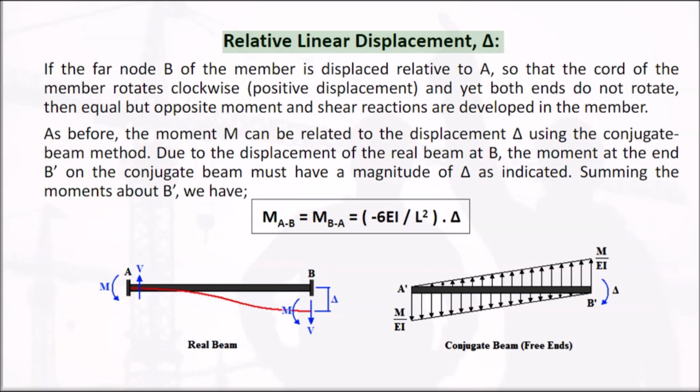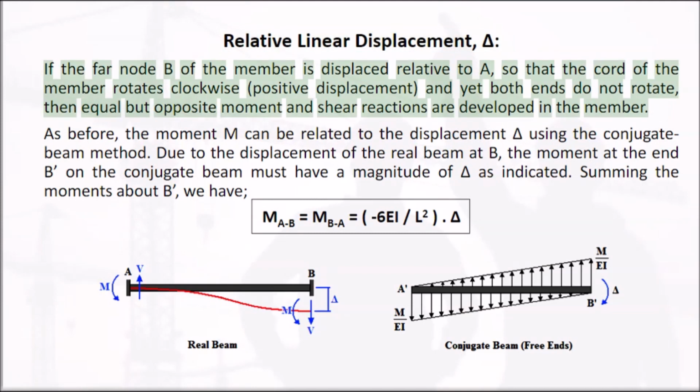Relative linear displacement delta. If the far node B of the member is displaced relative to A, so that the chord of the member rotates clockwise, positive displacement, and yet both ends do not rotate, then equal but opposite moment and shear reactions are developed in the member.